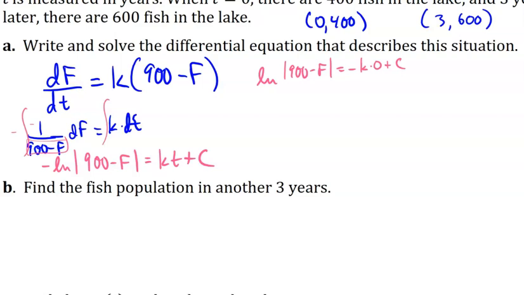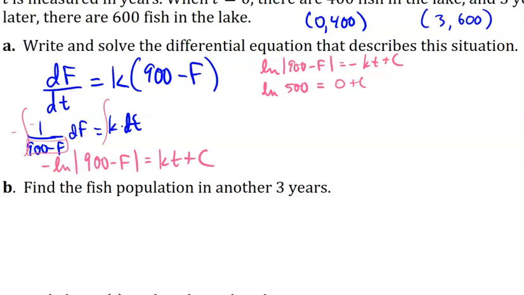Oh, no, I forgot to plug in 400 right here. Sorry, back up, let me do this in 2 steps. Natural log of 900 minus f is equal to negative kt plus c. Okay, now I'm going to plug my (0, 400) in there. So I get natural log of 900 minus 400, which is 500, is equal to 0 plus c. So c is natural log of 500.